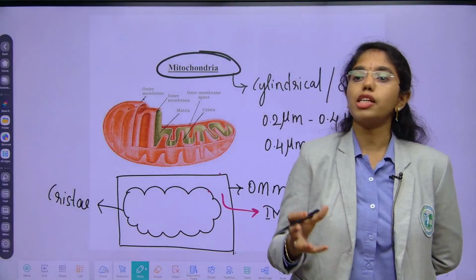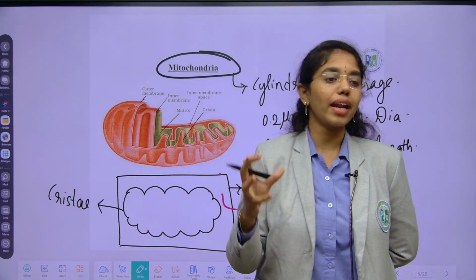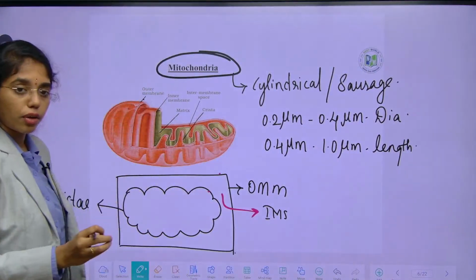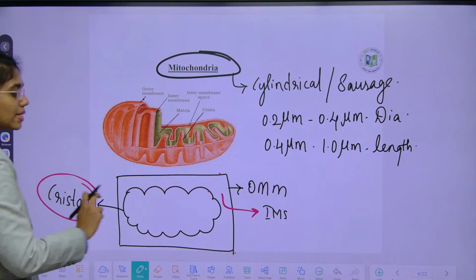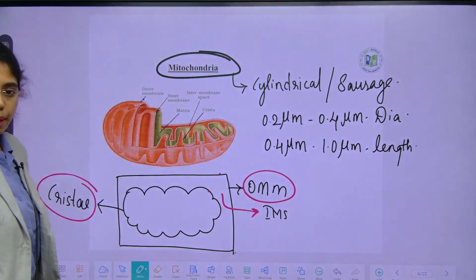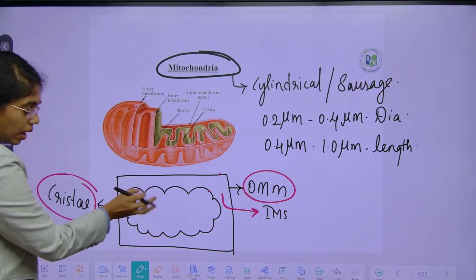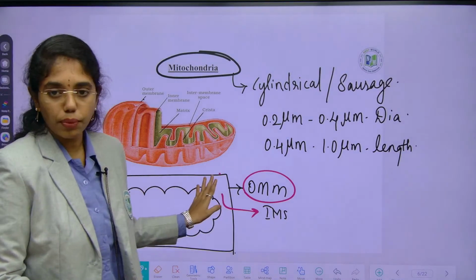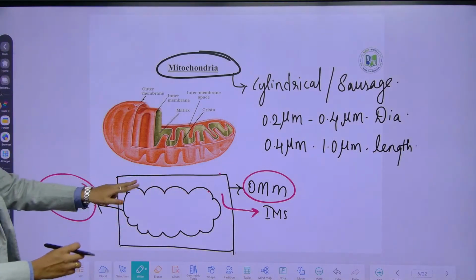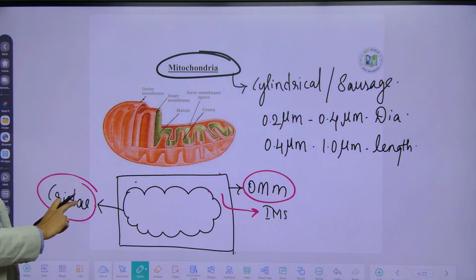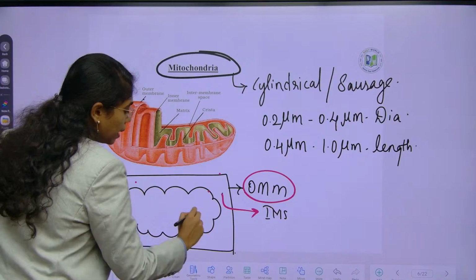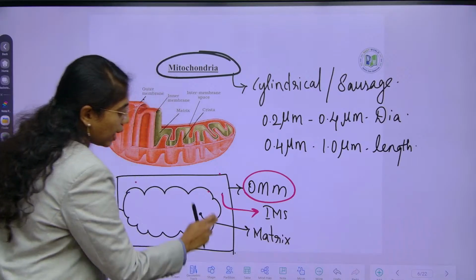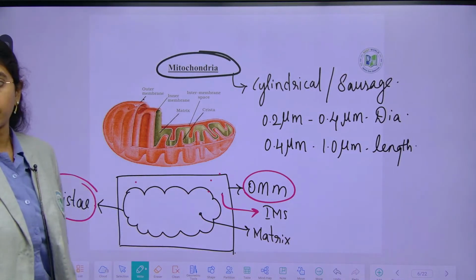All the enzymes or carriers which are required for aerobic respiration. We know mitochondria is the powerhouse of the cell and it is the site where aerobic respiration takes place, right? And all the enzymes and carriers required for that are present both in the cristae and outer mitochondrial membrane. And this cristae is compartmentalizing the mitochondria. This complete aqueous environment is separated by what? Cristae, okay, into intermembrane space and mitochondrial matrix, right? It has intermembrane space and mitochondrial matrix.